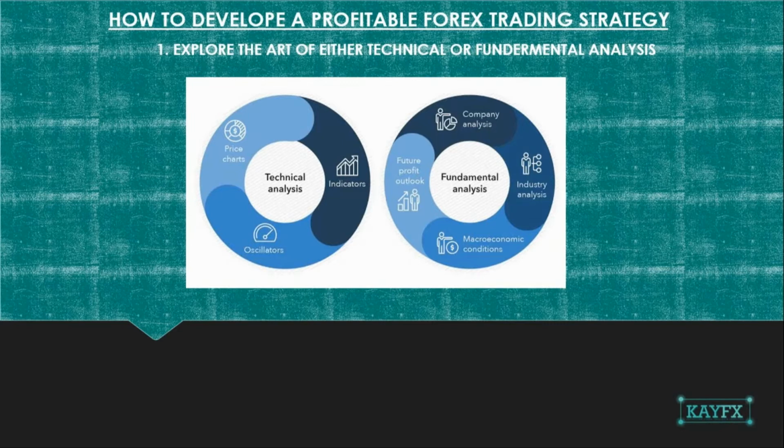You might want to use some indicators to determine or to confirm your price actions. So that is that for technical analysis. It is the study of historical price action in order to identify patterns and determine probabilities of future movements in the market through the use of technical studies, indicators, and other analysis tools. That is what technical analysis is all about. The first step to developing a profitable trading strategy is to explore the art of technical analysis or fundamental analysis. And I'm just giving you what technical analysis is.